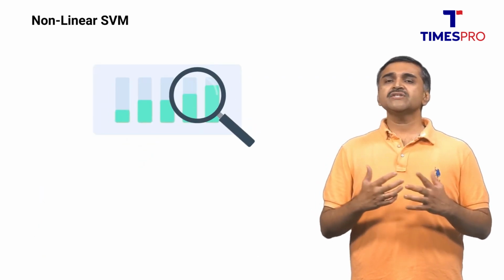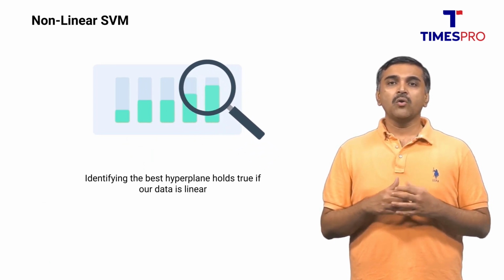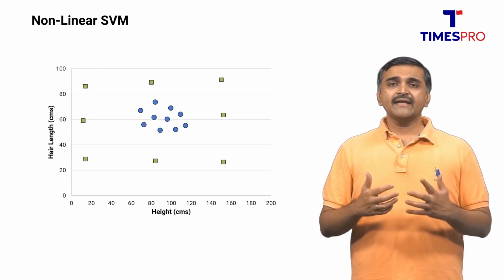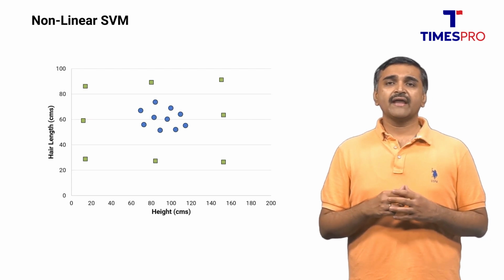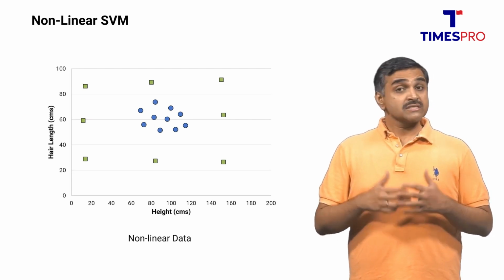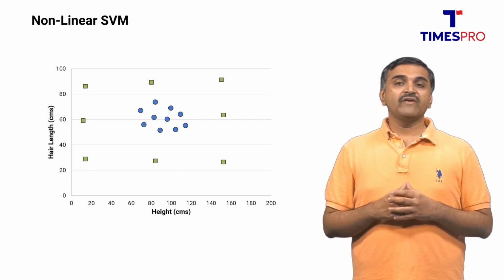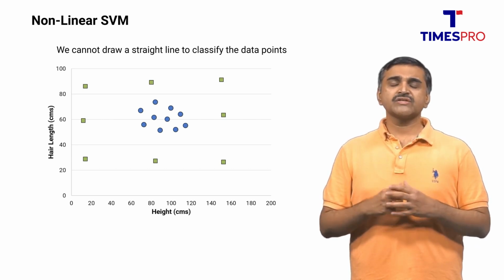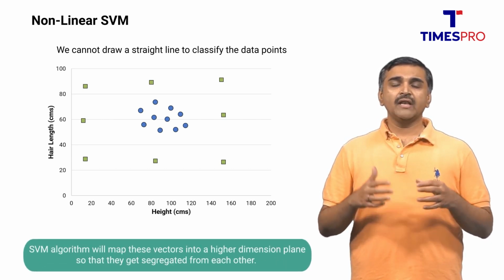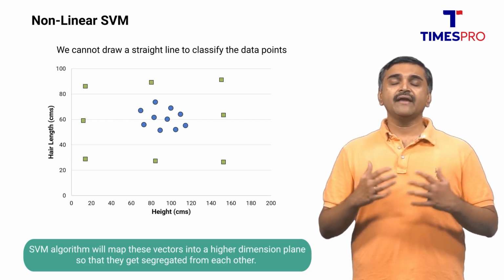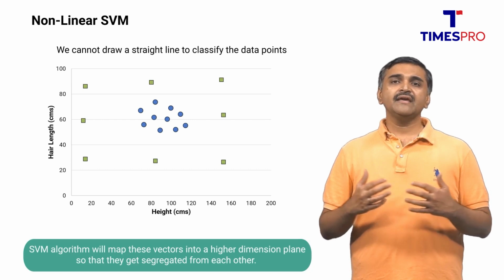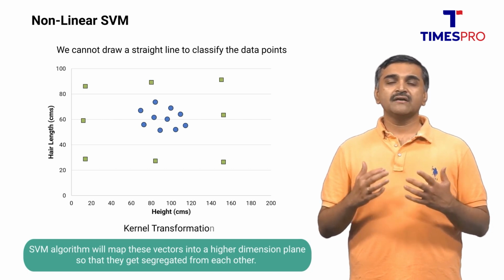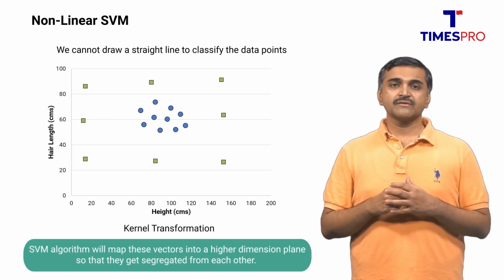So far, our discussion of identifying the best hyperplane holds true if our data is linear. So let's consider our data something like this, as shown, where our data is nonlinear. Suppose our data set is nonlinear, wherein we cannot draw a straight line to classify the data points. In such scenarios, the SVM algorithm will map these vectors to a higher dimensional plane so that they can get segregated from each other. This is called a kernel trick or kernel transformation.